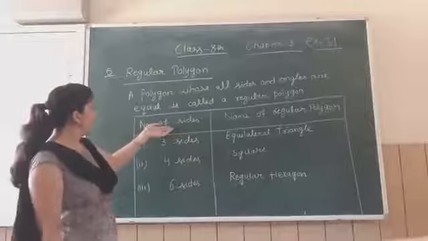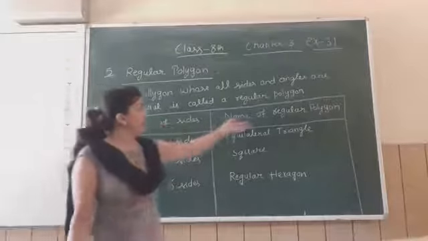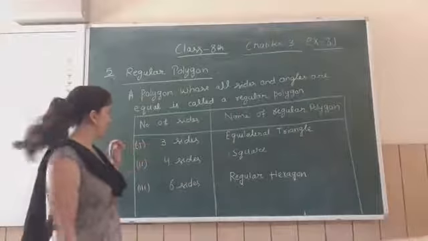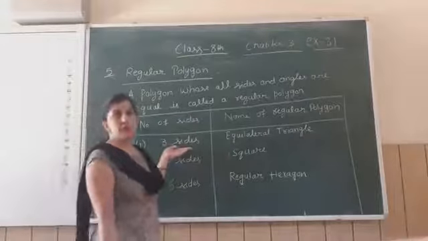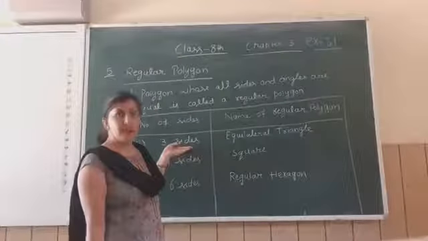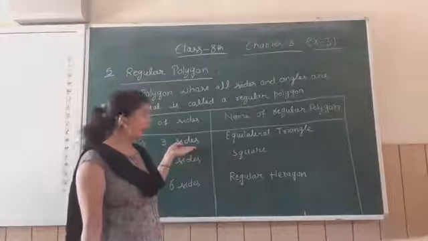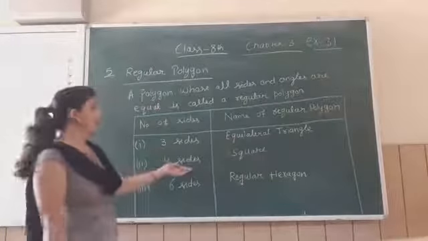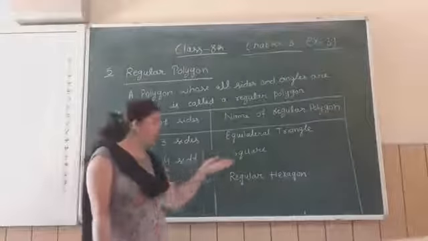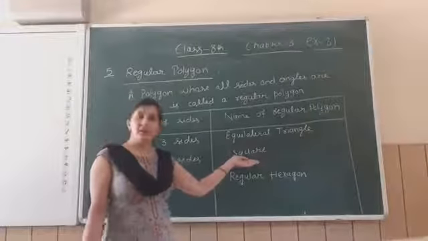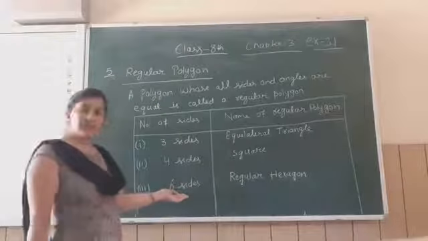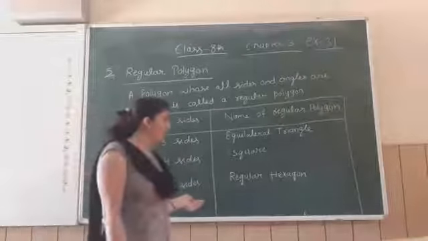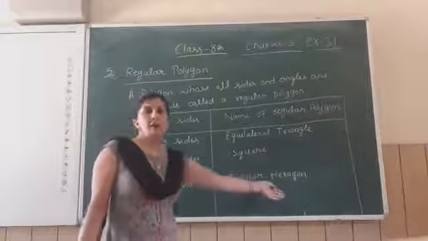Now come to the number of sides given. We have to name the regular polygon. 3 sides make a triangle, and if all sides and all angles are equal, then we say it is an equilateral triangle. If 4 sides are equal and 4 angles are equal, then the regular polygon is a square. If 6 sides are equal, then we say it is a regular hexagon.